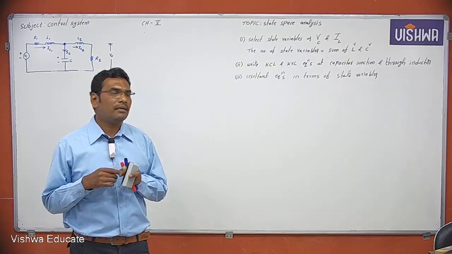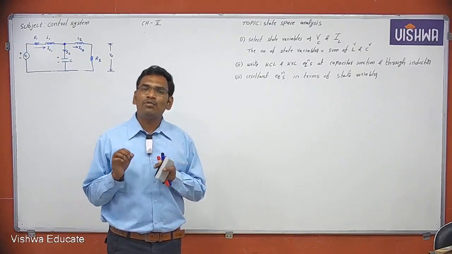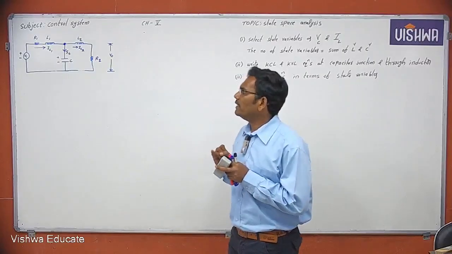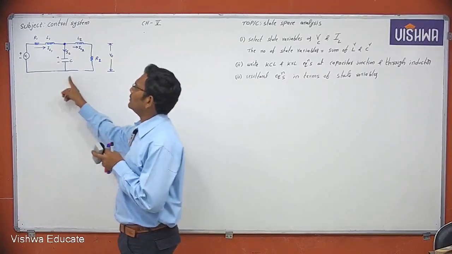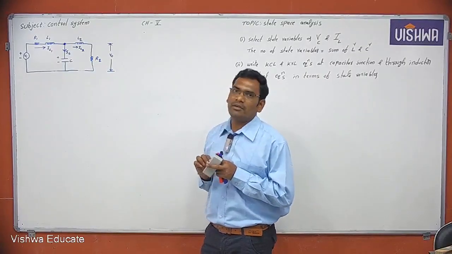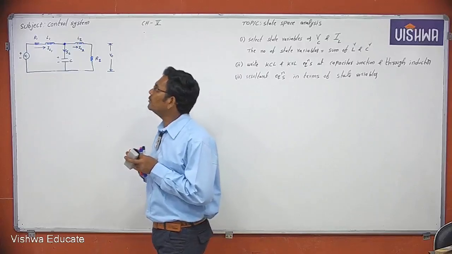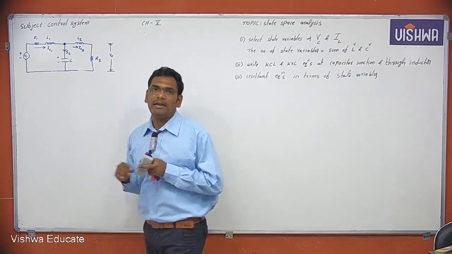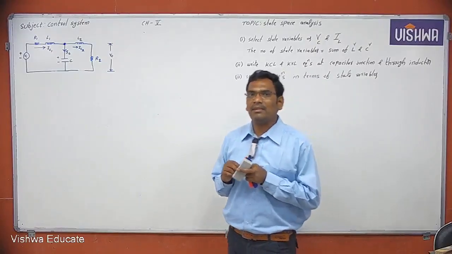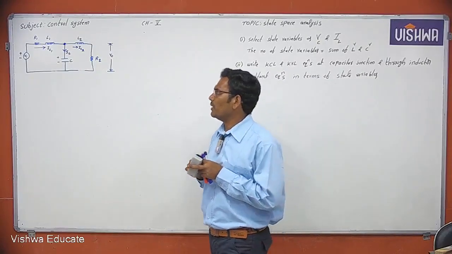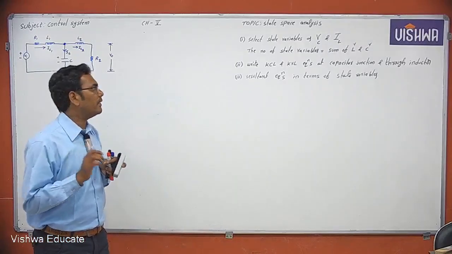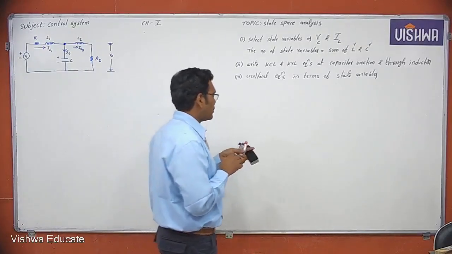Now, in the same manner, one more thing: how to find the state space model, meaning finding the state equation and the output equation, from an electrical circuit, which is a combination of RLC components. A state space model is nothing but finding the state equation and output equation. So when the network or circuit is given, you follow this procedure.